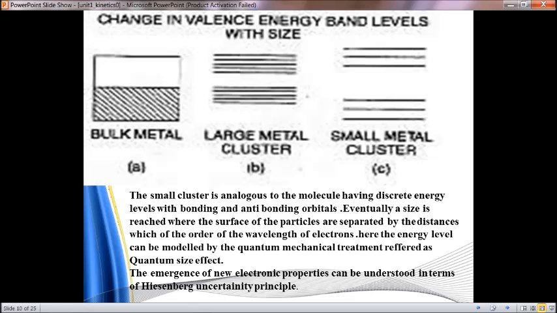The emergence of new electronic properties can be understood in terms of the Heisenberg uncertainty principle. I thought you all have studied this Heisenberg uncertainty principle already in your plus 2. So based on that only we have this quantum size effect, and based on the quantum size effect the energy levels are distributed as discrete energy levels over the clusters.